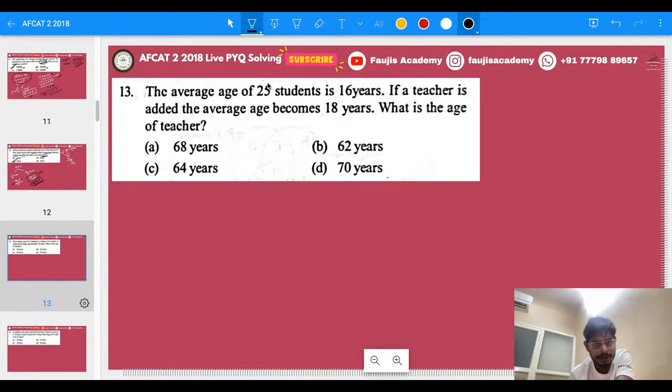All right. The average age of 25 students is 16. If the teacher's age is also added, then the average age becomes 18. Then what is the age of the teacher? 468 minus this particular value is how much? 400, right? So the answer will be how much?